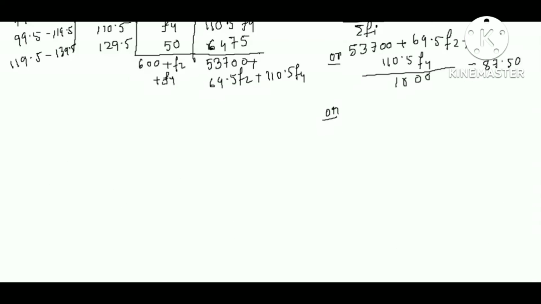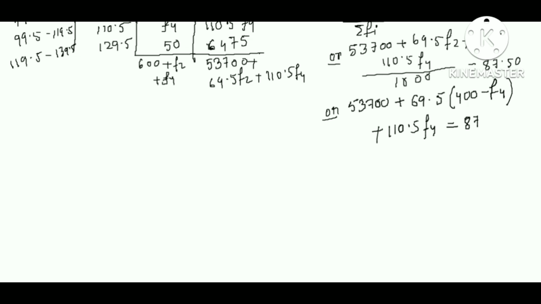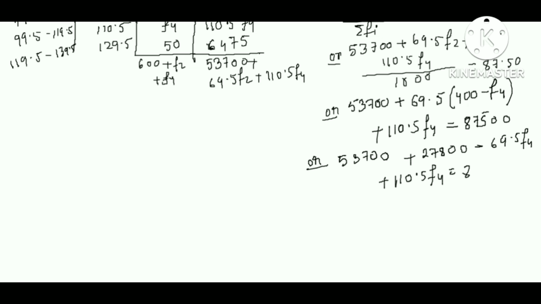Now we can write it as 53700 plus 69.5 into 400 minus F4, we can write F2 as this, plus 110.5 F4 equals to 1000 multiplied by 87.50, that means 87500, or 53700 plus 69.5 multiplied by 400, that means 27800 minus 69.5 F4 plus 110.5 F4 equals to 87500.